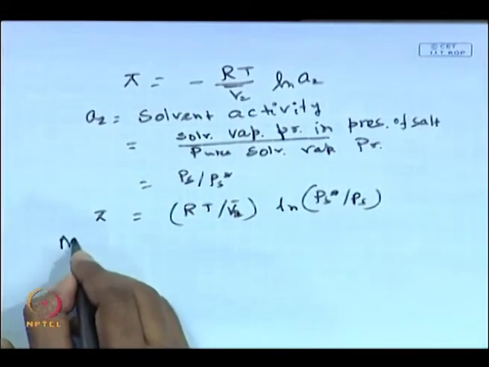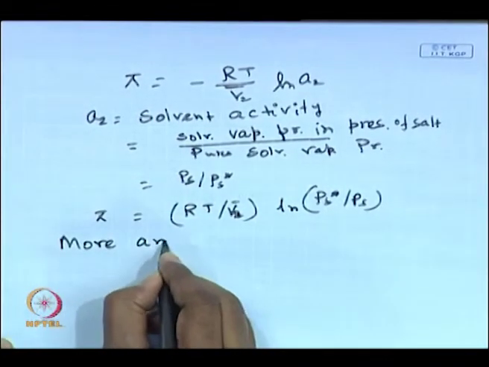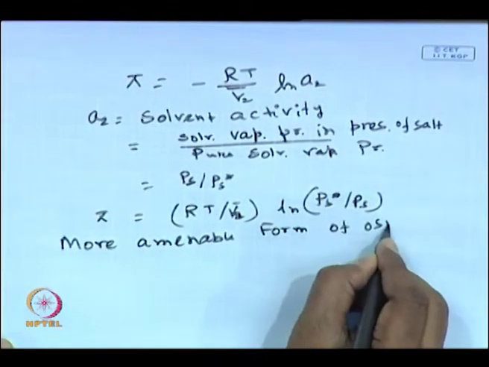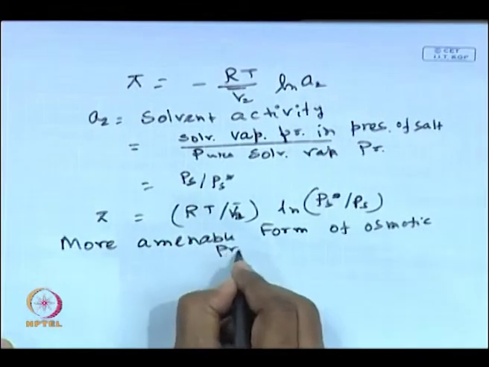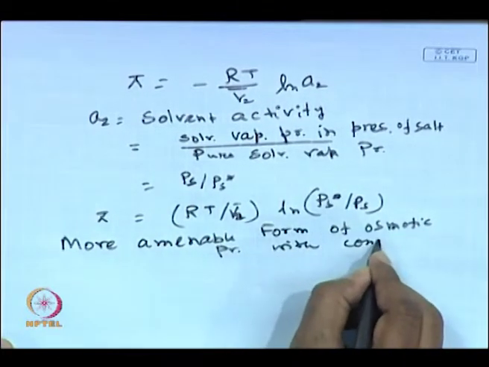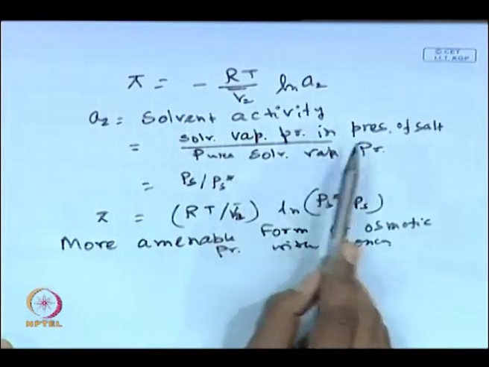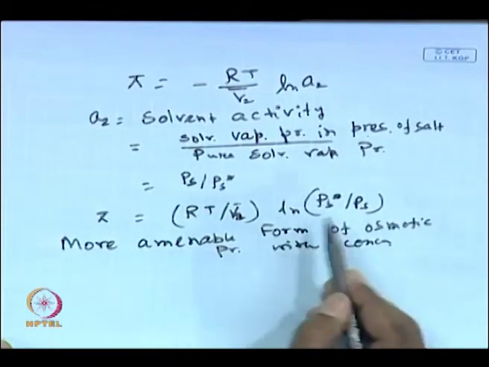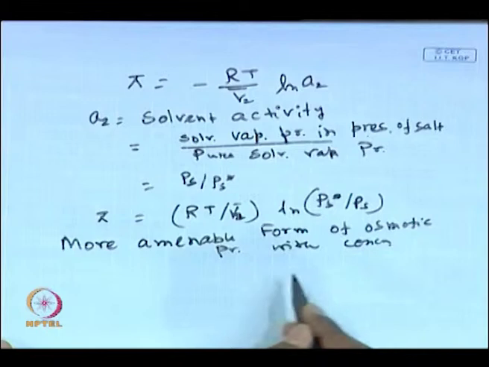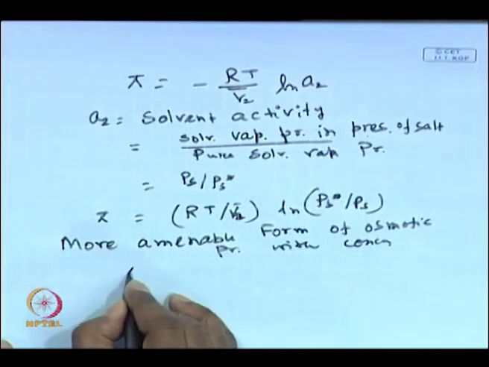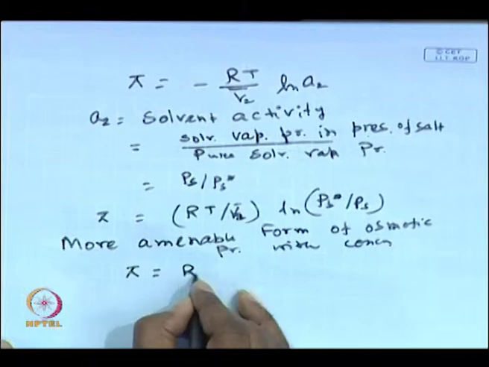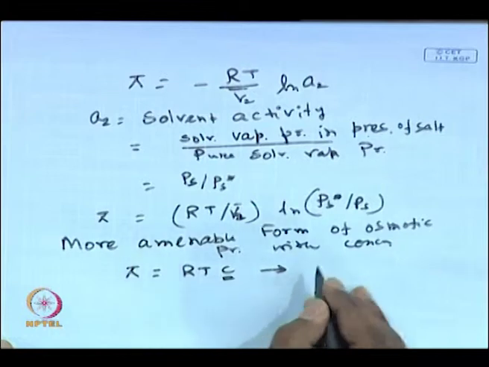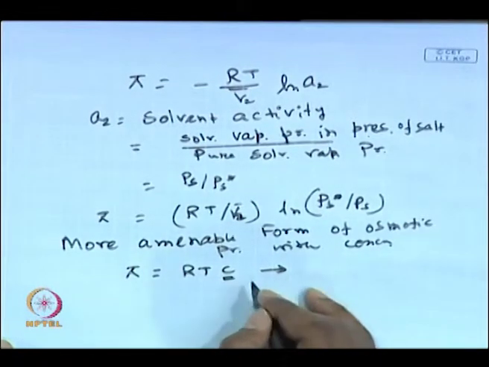So, therefore, a more amenable form of osmotic pressure with concentration is needed, because the solvent vapor pressure in presence of salt is entirely a function of the salt concentration. Okay. So, it becomes very difficult. So, there are some amenable forms of osmotic pressure with concentration given, pi is equal to RTC, where C is the molar concentration.